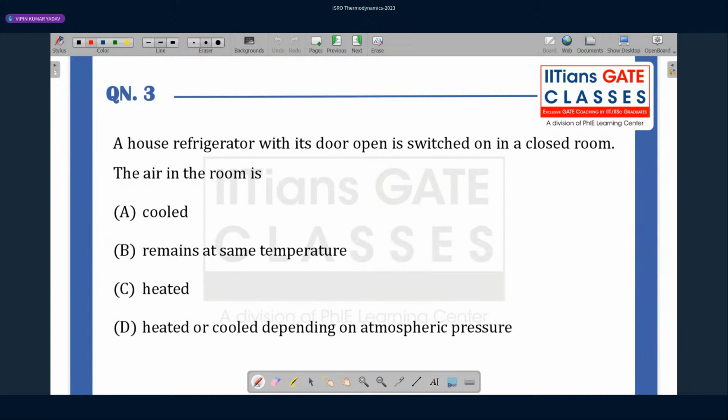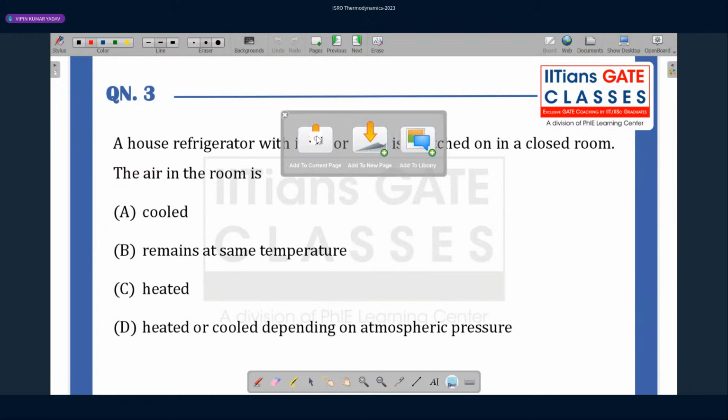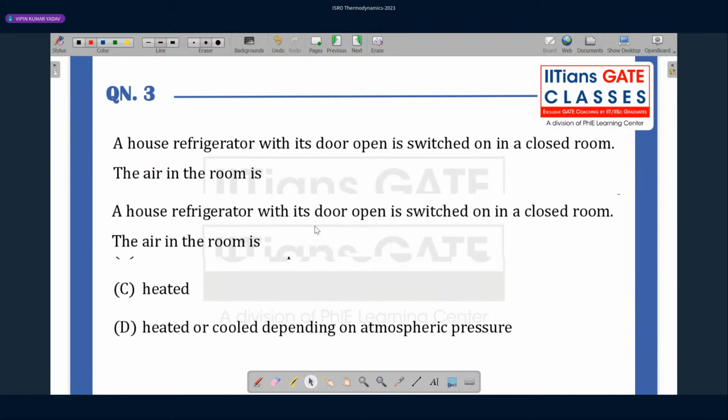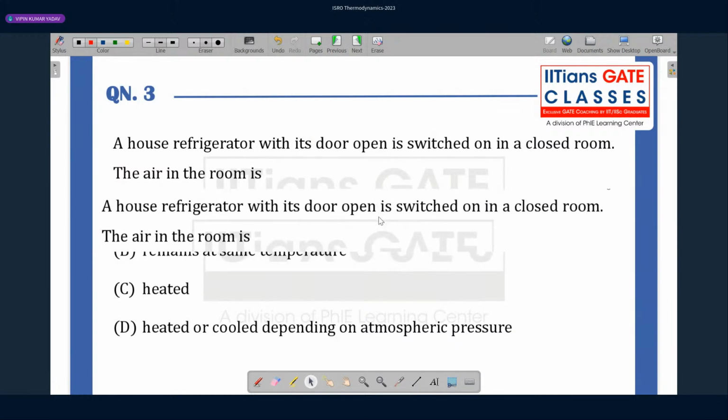Next question. A house refrigerator with its door open is switched on in a closed room. The air in the room is, what will happen with the room air?